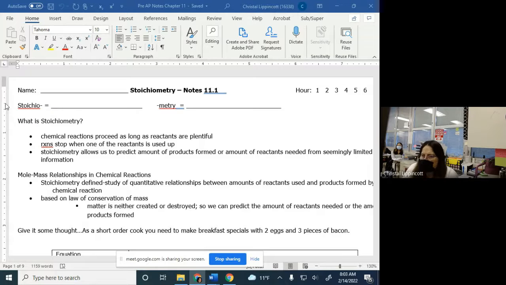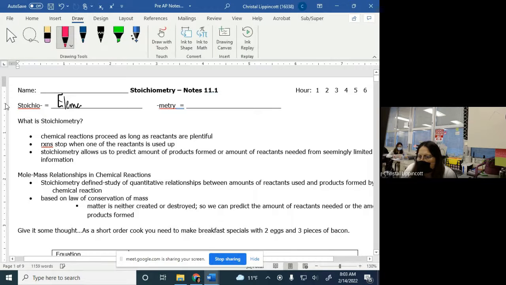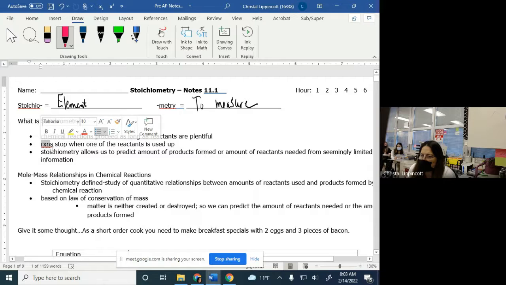All right, so stoichiometry. Stoichio means element, and metry means to measure. So you're measuring elements here, essentially. Chemical reactions are going to keep going as long as there's reactants there for them to work with. This RXN here is the abbreviation for reaction. If you don't want to write out the whole word reaction, that's what we do.